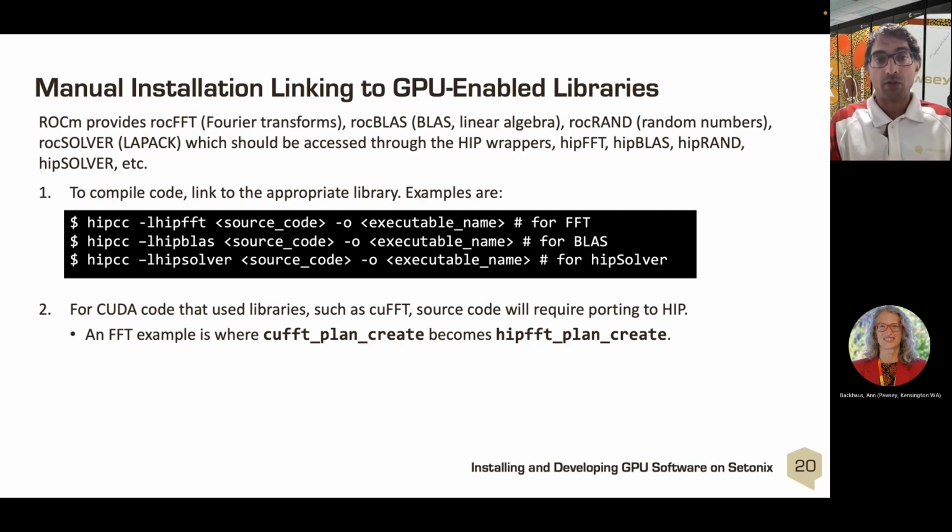For CUDA codes that use such libraries, such as cuFFT, it requires porting to HIP. And an example in that case would be to take cufftPlanCreate. This is literally in the source code. So this particular string that calls this function name now becomes hipfftPlanCreate. Otherwise, the code is unchanged.